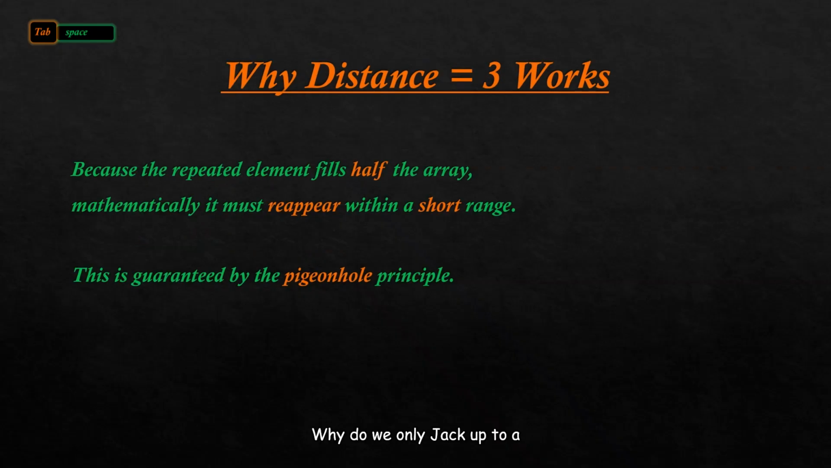Why do we only check up to a distance of 3? Because the repeated elements occupy half the array. Even in the worst possible arrangement, the pigeonhole principle guarantees that 2 occurrences must fall within 3 positions of each other. This is not a heuristic, it is a mathematical guarantee given the constraints of the problem.